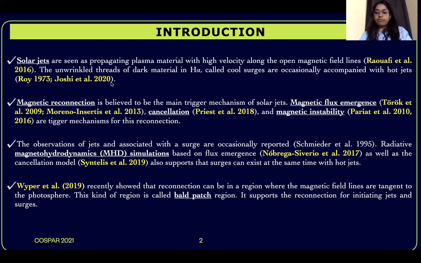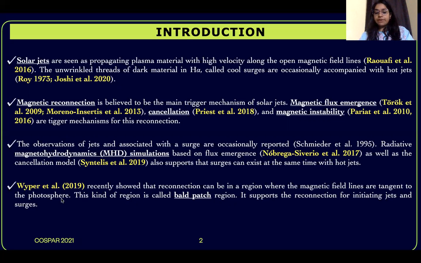In the process of magnetic flux emergence, the magnetic flux emerges from the photosphere and reconnects with the pre-existing coronal magnetic field. This emergence produces a favorable condition for the magnetic reconnection and hence for the eruption of solar jets. These surges and jets are occasionally reported in observations as well as simulated in various models.